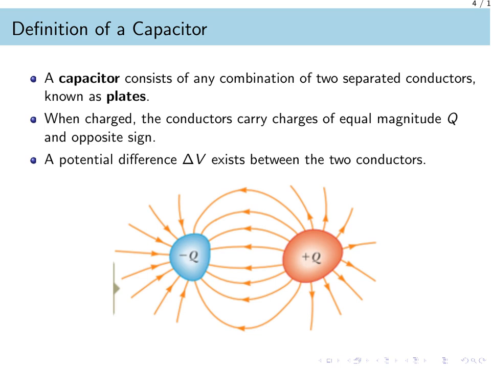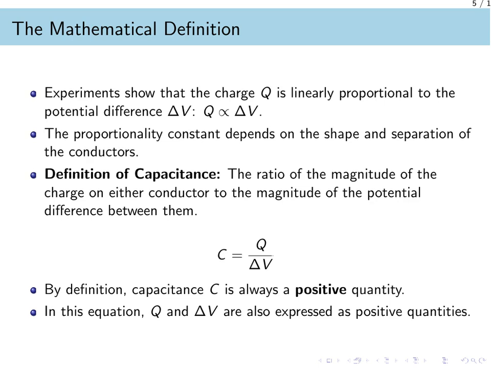Even though the net charge of the entire system is zero, when we talk about the charge on a capacitor, we are referring to the magnitude Q on either one of the plates. Experiments demonstrate a direct relationship between charge and voltage. The charge Q is linearly proportional to the potential difference, V. The proportionality constant in this relationship is what we call capacitance.